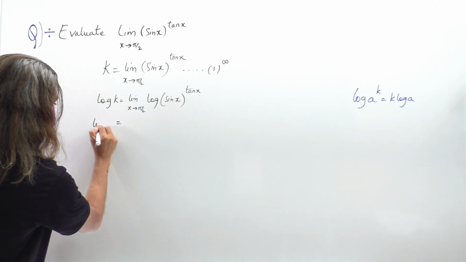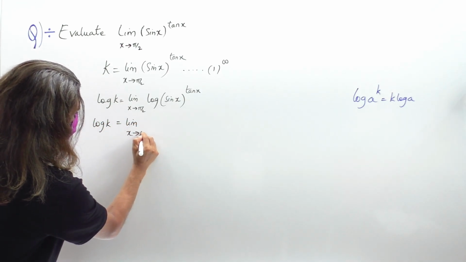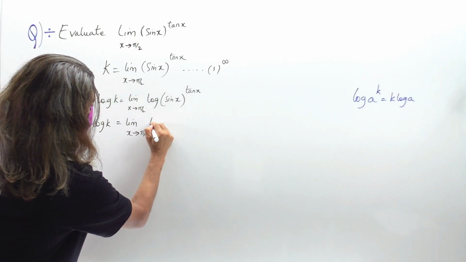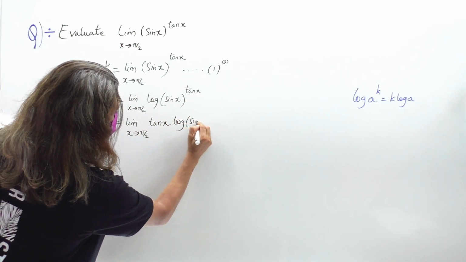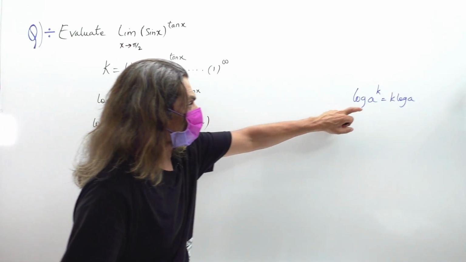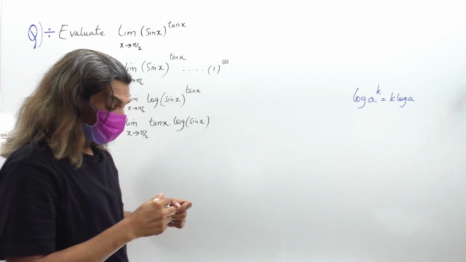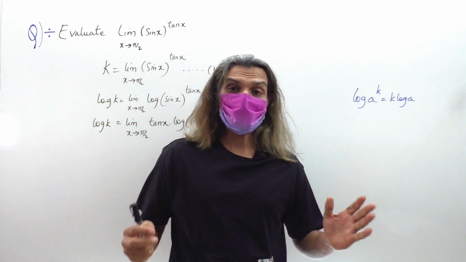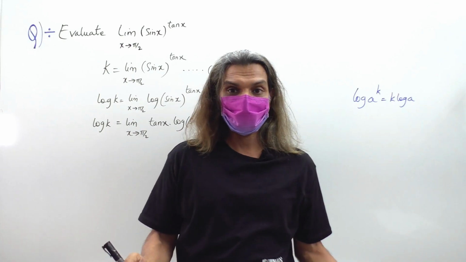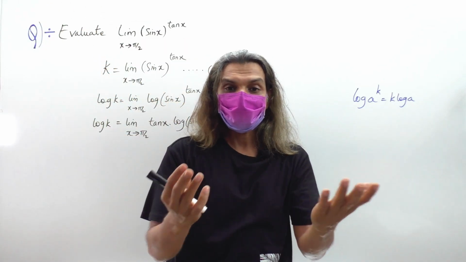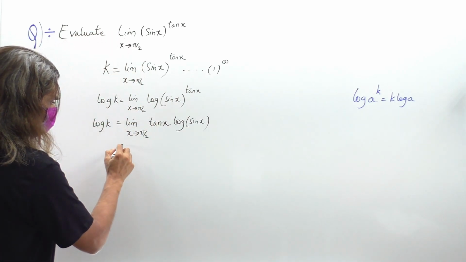So, this will be now log of k is equal to limit as x tending to pi by 2 of tan x into log of sin x. Why? Because log a raised to k is k log a, and here k is tan x into log sin x. Again, to solve any L'Hopital's rule, we need a fraction. You have to use your brains here now to make this thing a fraction. Okay, the power is gone. Now, your main aim is to make it a fraction. How? Very simple. Log sin x, I cannot do anything.